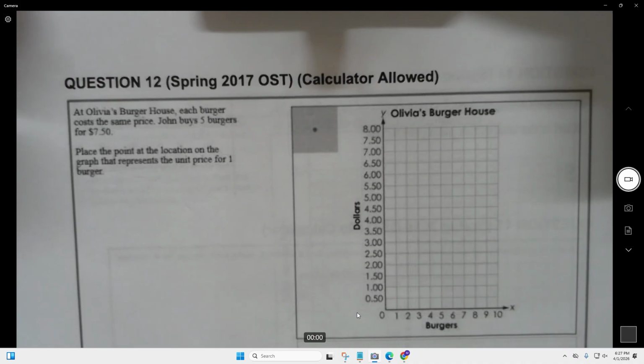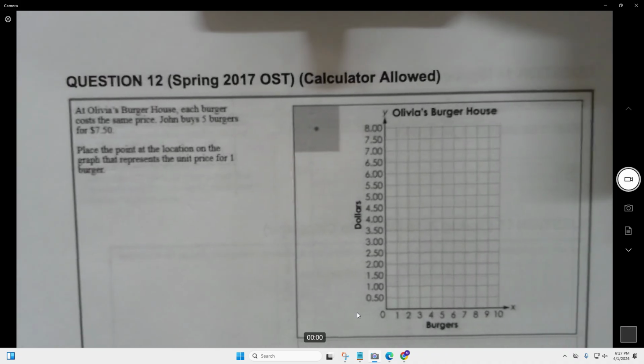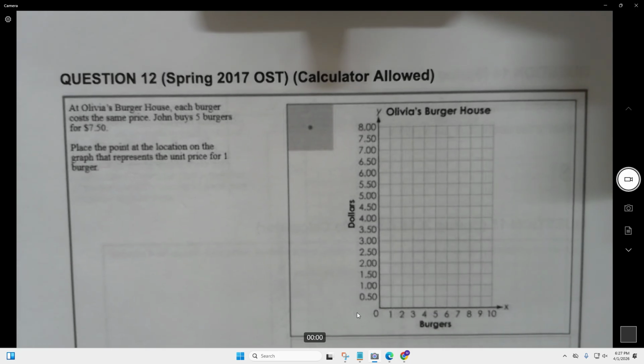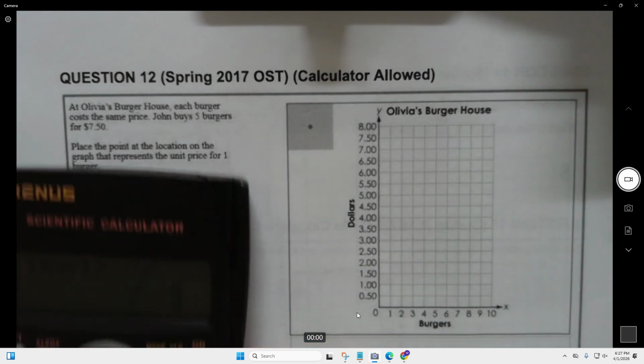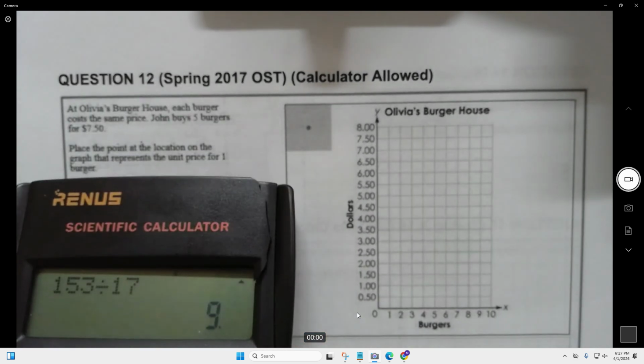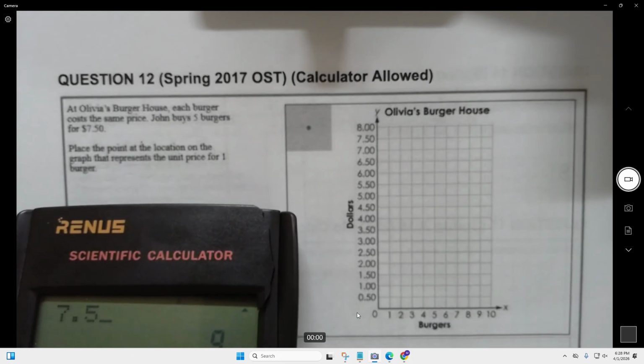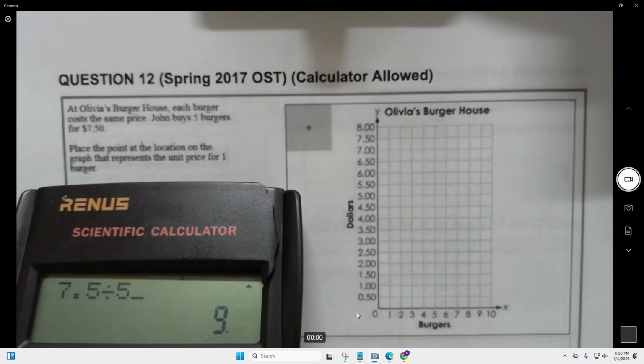At Olivia's Burger House, each burger costs the same price. John buys 5 burgers for $7.50. Place the point at the location on the graph that represents the unit price for one burger. Okay. So, it needs us to find the price for one burger. We paid $7.50 for 5 burgers.